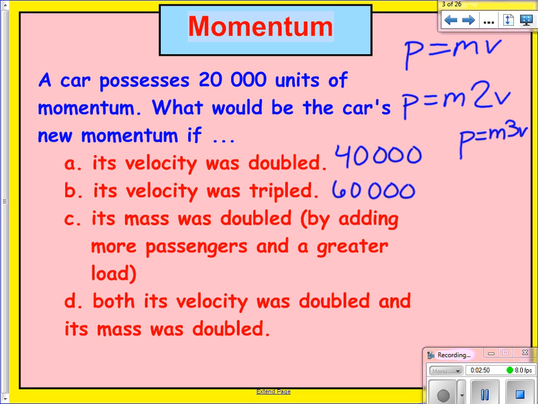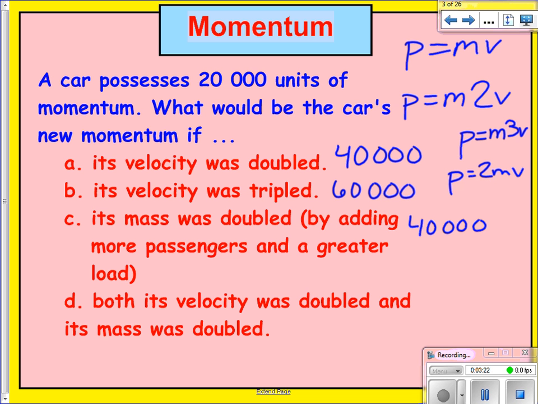Letter C has the mass being doubled. This usually comes by adding more passengers or a greater load, but the idea is that the mass of the car has been doubled. Momentum is mass times velocity. This time, the mass is being doubled, whereas the velocity is staying the same. There is also a direct relationship between momentum and mass, so if you double the mass, you will double the momentum. Therefore, it'll be 40,000 units of momentum.